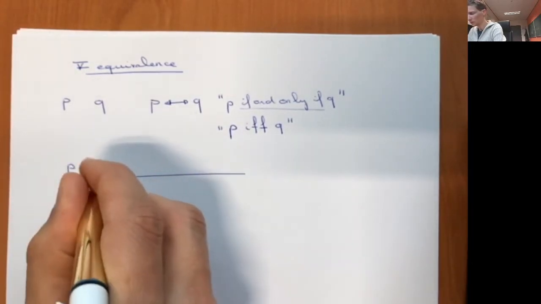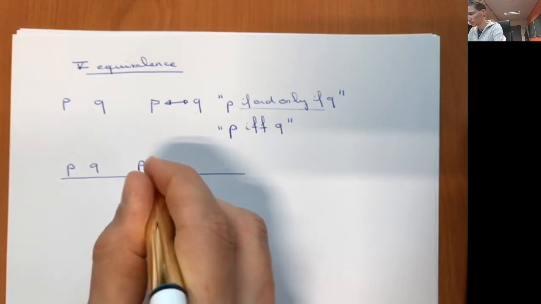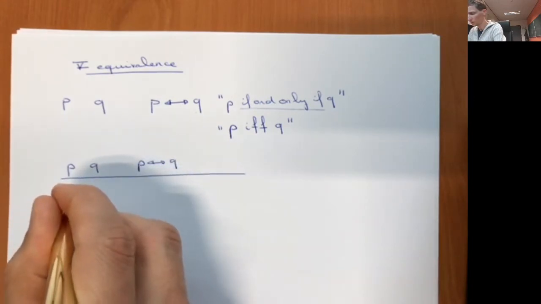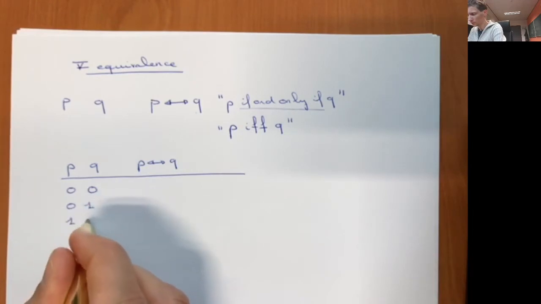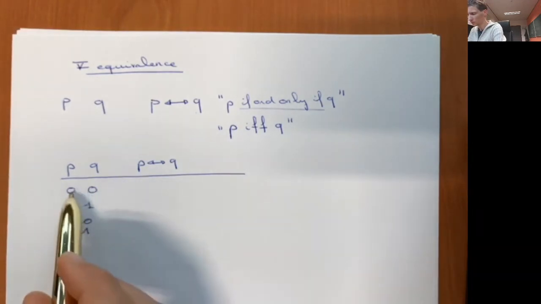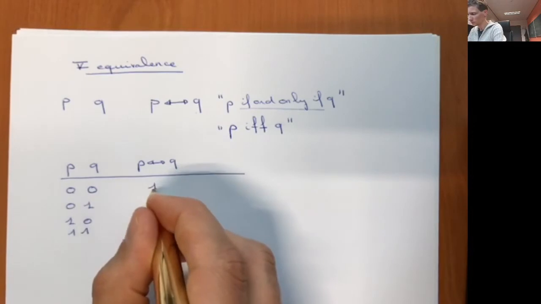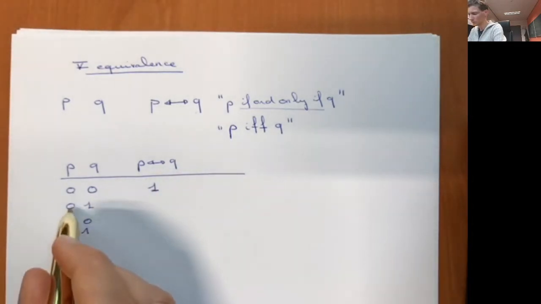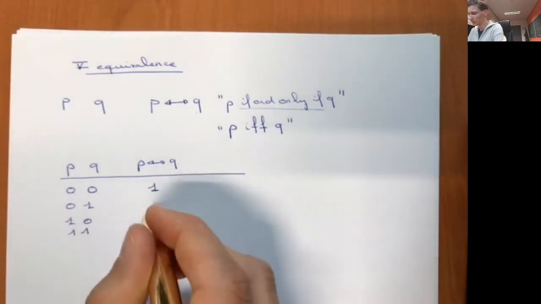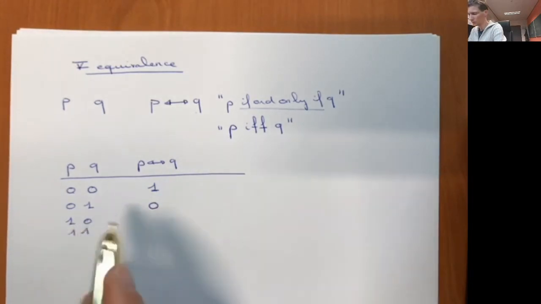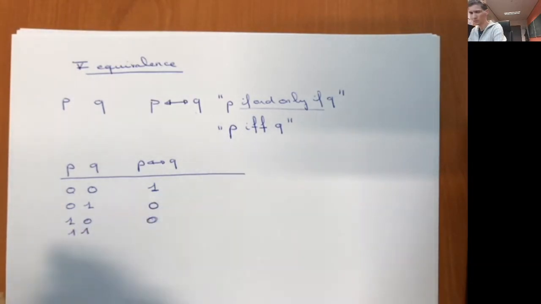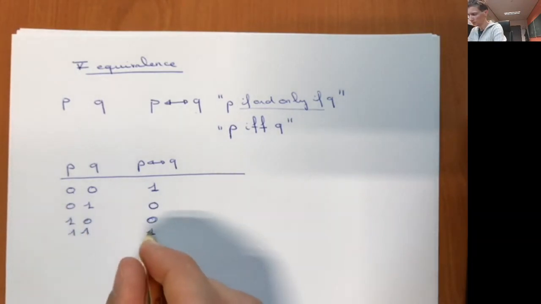So if you have P, Q, P if and only if Q, you have all the possible values of P and Q. So if both are false, then you have a 1. If P is false and Q is true, then the values are not the same, so we have a 0. If P is true and Q is false, they're not the same, so we have a 0. And if both P and Q are true, then we have a 1.